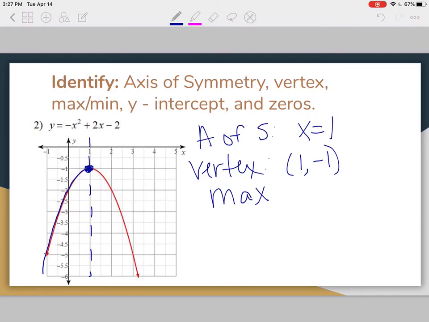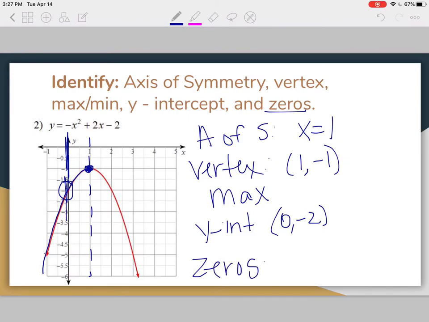The y-intercept, where is it crossing this line right here? And it's crossing at -2. So my y-intercept is (0, -2). And last but not least, the zeros. So where does the upside down U touch this x-axis right here? It doesn't. It never goes above this. So there are none. So there aren't any zeros.